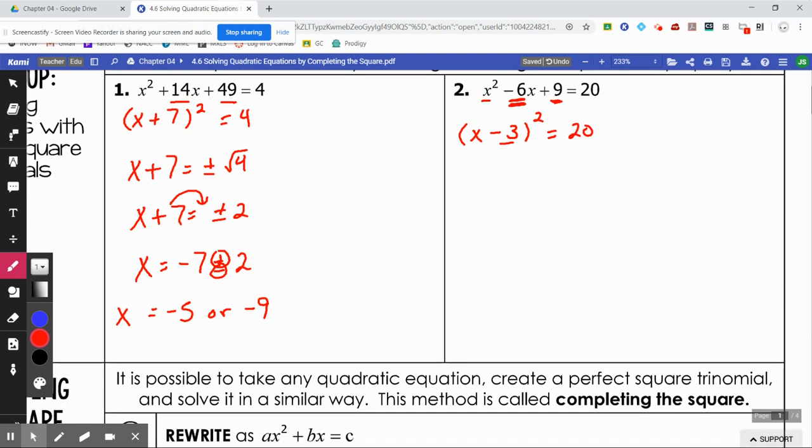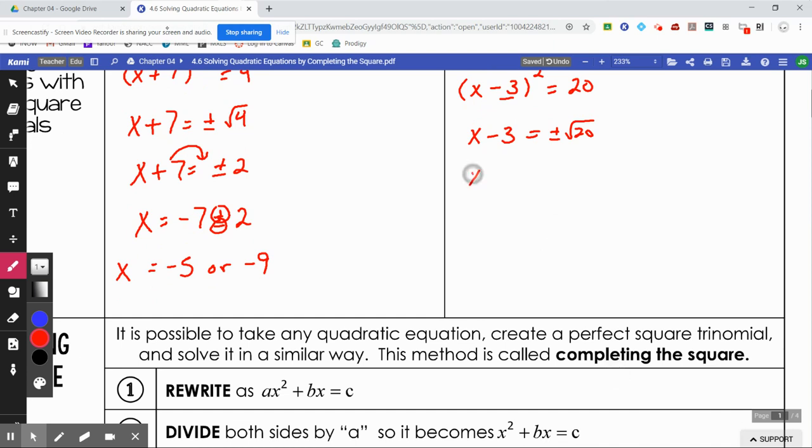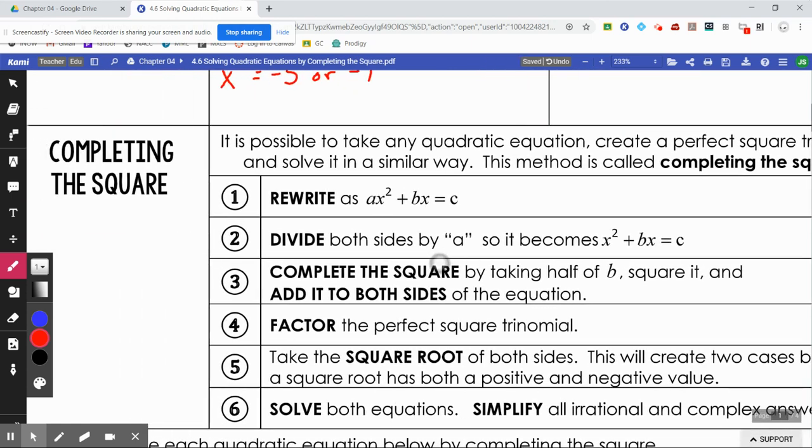So now let's get rid of the square by square rooting. So now you have x minus 3 equals plus or minus the square root of 20. Let's go ahead and clean that up. That'll be x minus 3 equals plus and minus the square root of 4 times the square root of 5, which will be 2 root 5. You can move the minus 3 over by adding 3, and you can't really combine those, so let's just leave it like that.